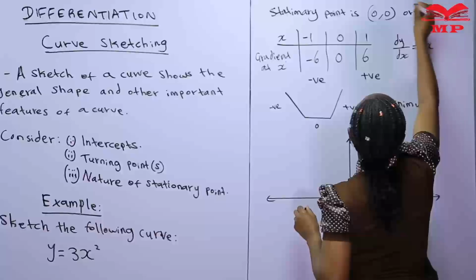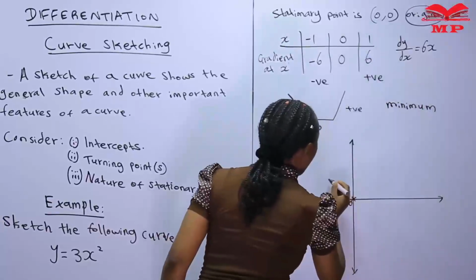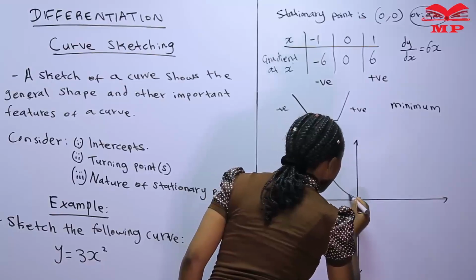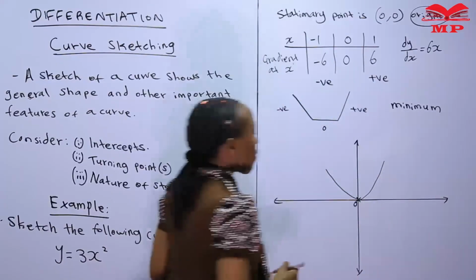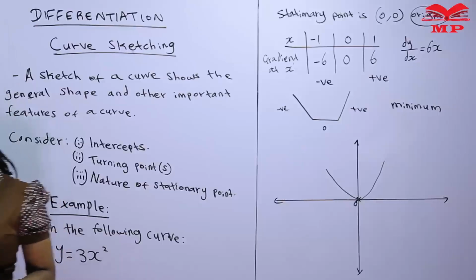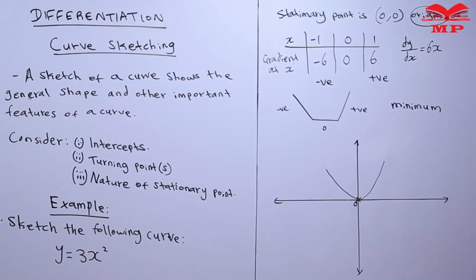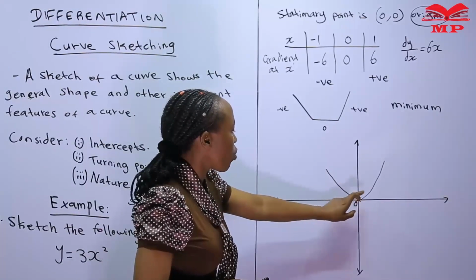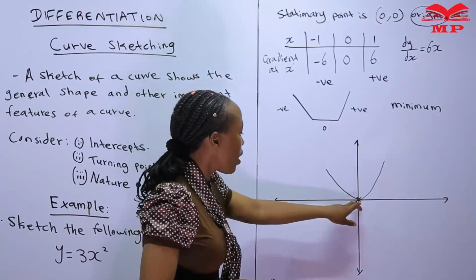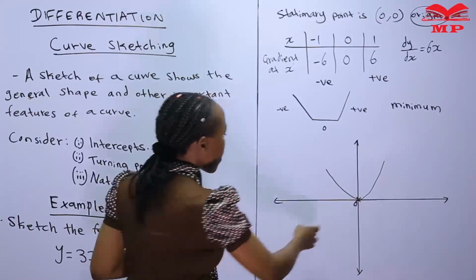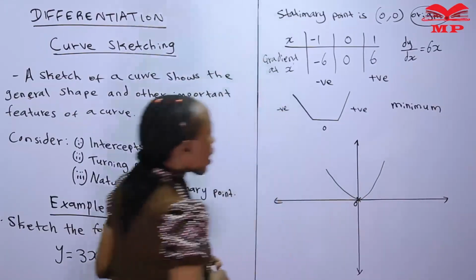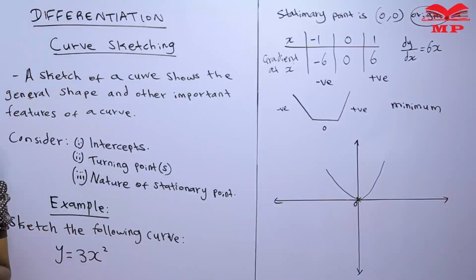The stationary point is here at the origin, meaning that because it is a minimum, that's our curve. That's the sketch that we have. It is a minimum, and we can see that it is at 0, 0, and we have no other point. So the x-intercept is the origin. That is the sketch for the curve.